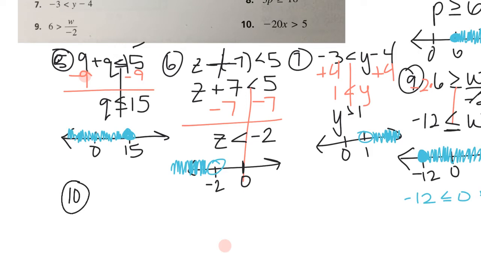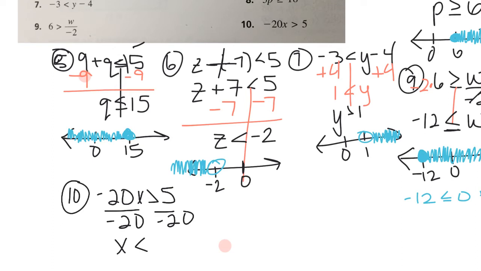Number 10, negative 20x is greater than 5. Divide by negative 20. And x is less than, I divided by a negative, so I need to flip the sign, less than negative 1/4 or negative 0.25. I want to show you an example that's not on here because this is where students get confused.